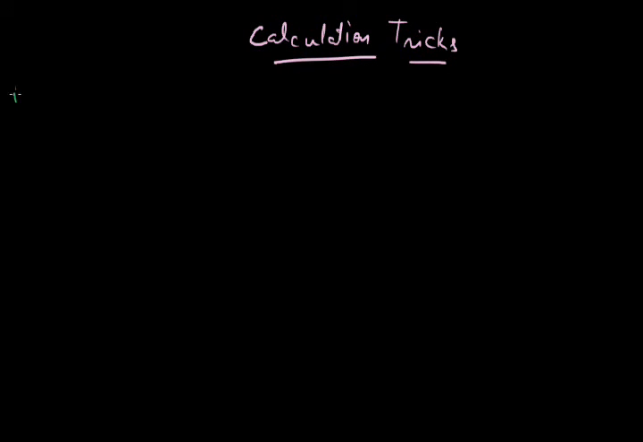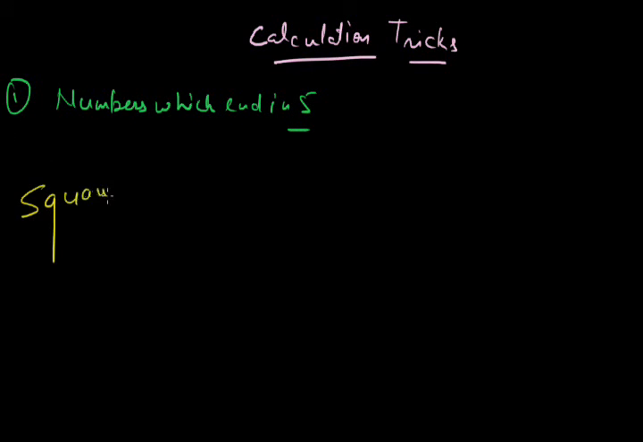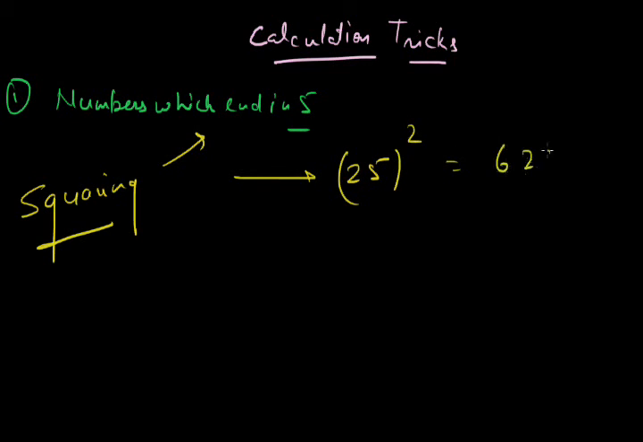First, let's discuss problems on numbers which end in 5. Now we are discussing squaring the numbers, squaring numbers which end with 5. Let's give an example, 25. 25 squared, you know, is 625. Now let's see. 5 squared here is 25, right?